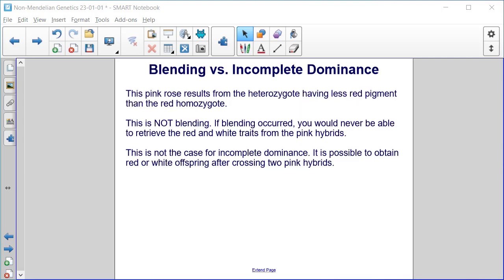This pink rose results from the heterozygote having less red pigment than the red homozygote. This is not blending. If blending occurred, you would never be able to retrieve the red and white traits from the pink hybrids. This is not the case for incomplete dominance. It is possible to obtain red or white offspring after crossing two pink hybrids.